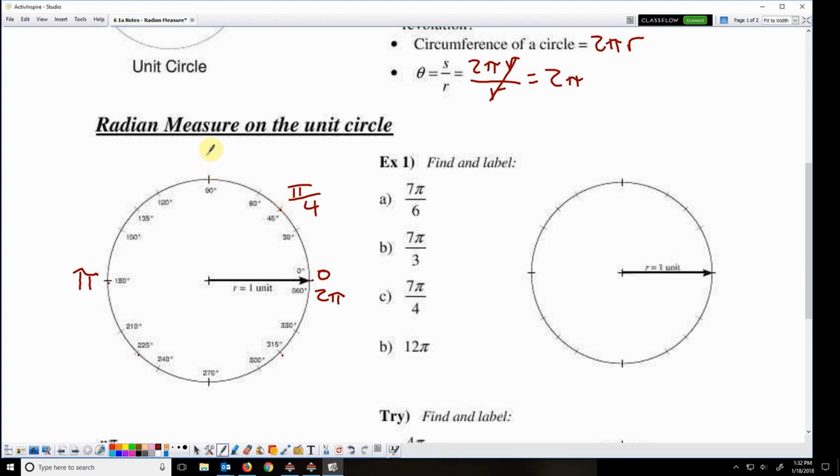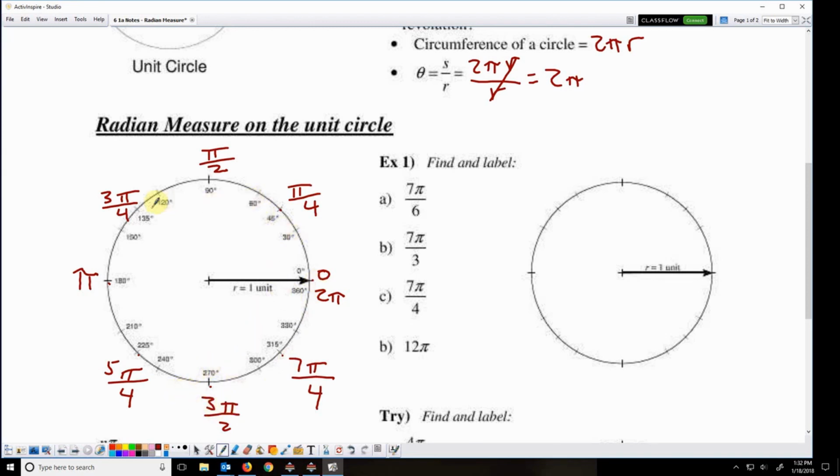Then 2/4 pi, or 1/2 pi, pi over 2. 3/4 pi, and 4/4 pi, which is 1 pi. Then 5/4 pi, 6/4, which is the same as 3/2, 7/4, and 8/4, which is 2 pi. So 1/4, 2/4, 3/4, 4/4, 5/4, 6/4, 7/4, and 8/4.